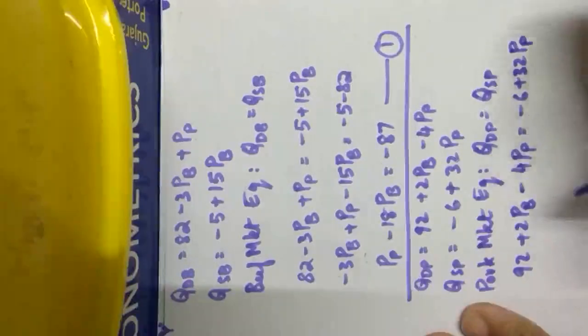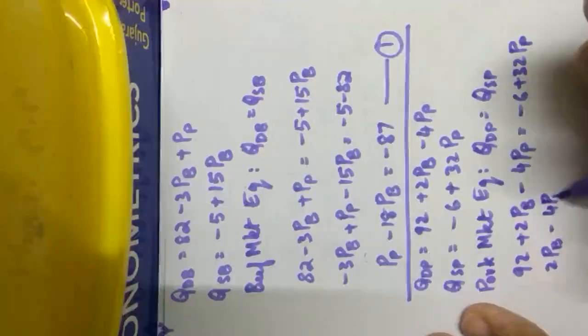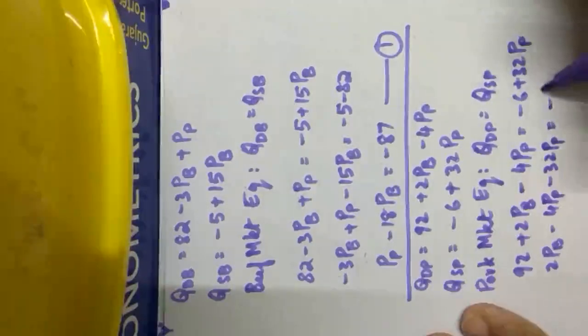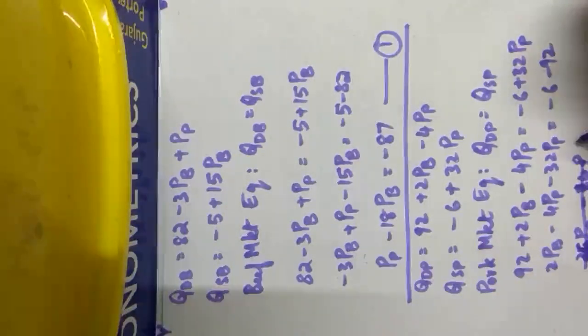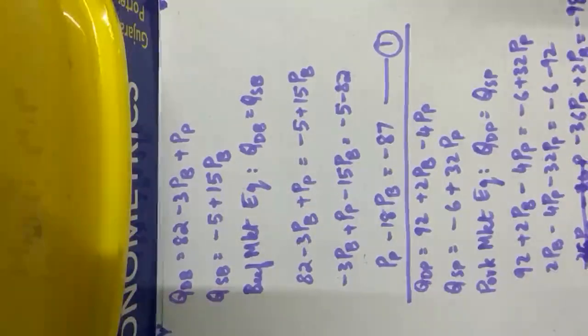Bringing all the terms with the variables over here, I get 2PB minus 4PP minus 32PP is equal to minus 6 minus 92. So that can be written as minus 36 times PP plus 2 times PB is equal to minus 98. Now this is your equation 2.